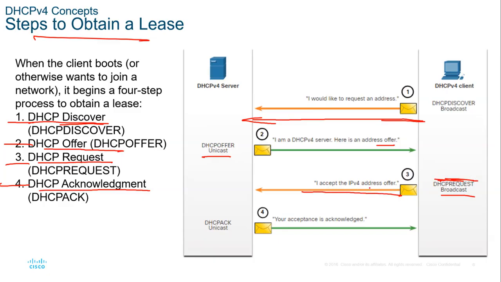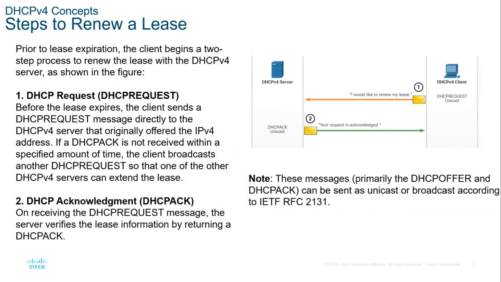So I accept the IPv4 address offer, and then once it sends the acceptance, the server replies with the acknowledgement, allowing the client to use the offered IP address information. Then once the lease expires, we expect the lease to be renewed. So the steps to renew a lease.